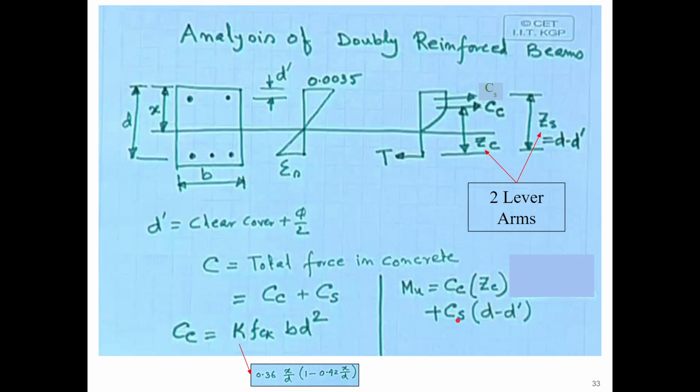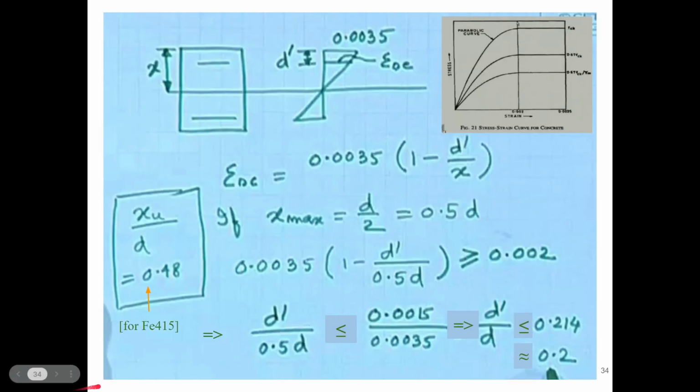So this is the Cs, the force due to steel in compression, and Cc is the force due to concrete. Okay, so this is the equation. If you see here, this is the epsilon SC value. If we try to derive, we will find epsilon SC from similar triangles equal to 0.0035 into 1 minus d prime by x.